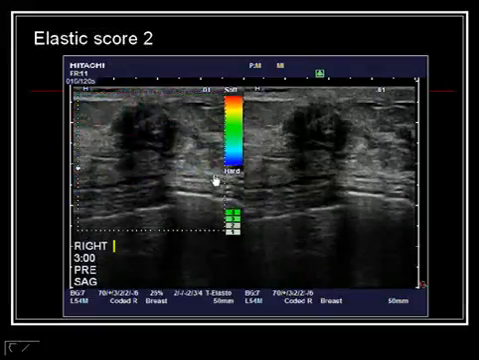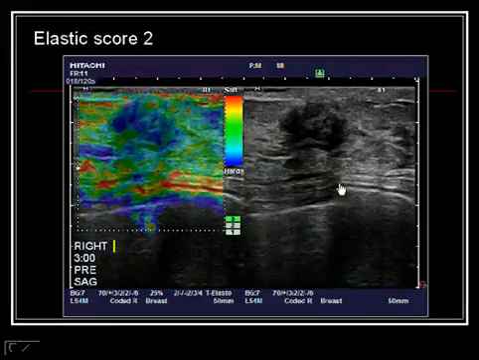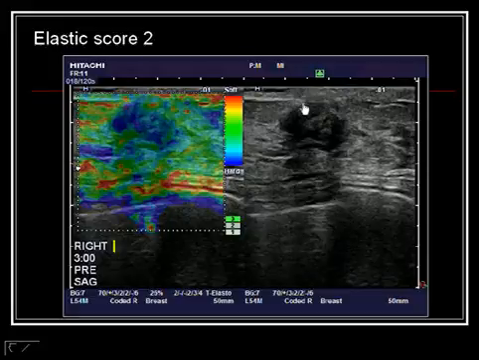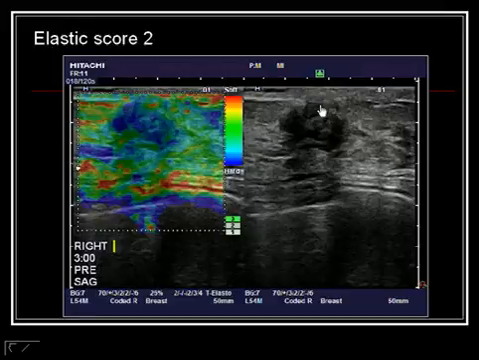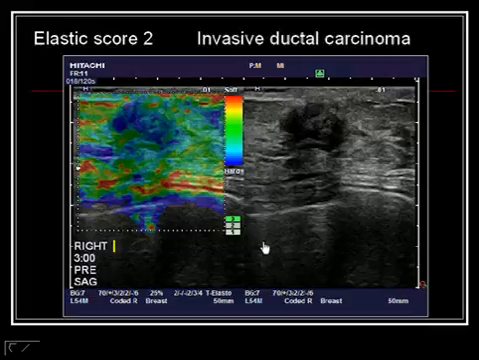However, if you evaluate the actual B-mode image, you notice that this is not a very lobulated lesion, but it is lobulated actually, but it does have some areas of angular margins, and it does have posterior shadowing, so that would be more suspicious for a malignancy and probably a score of 4B or 4C. And this turned out to be an invasive ductal carcinoma after performing a biopsy.